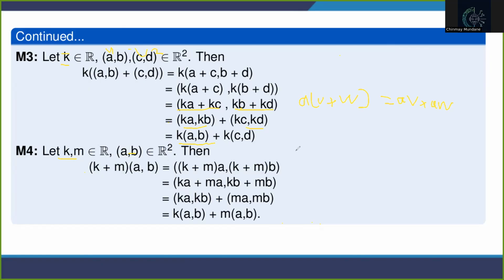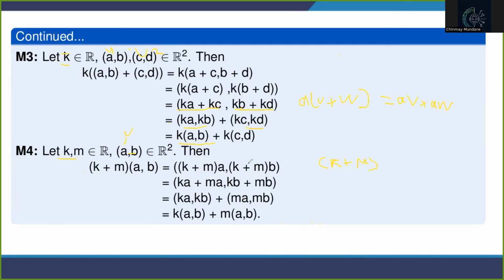So let's say this is our... what is this called? This is called distributivity of a vector over scalar addition. So you add the scalars here, k plus m. So this was k plus m, and then you add this.